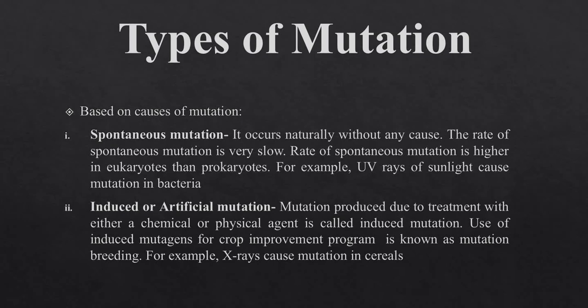Next is induced or artificial mutation. These are the mutations produced due to treatment with either a physical or a chemical agent. So in this we use the induced mutagens for crop improvement. This process is known as mutation breeding. The example of induced or artificial mutation is the action of X-rays or alpha rays which cause mutation in particular plants.